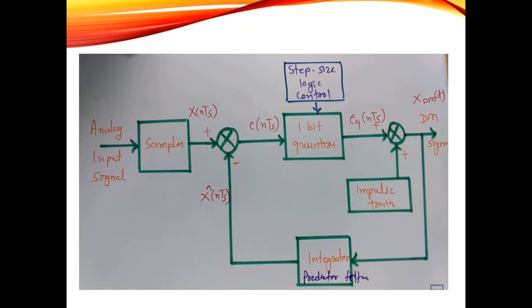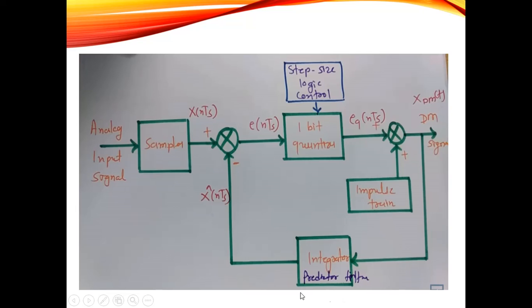Now, there are two basic issues in delta modulation: slope overload distortion and granular noise. These are the two issues that we have already seen in delta modulation, and to solve these two issues we use adaptive delta modulation. Now, we will observe the block schematic of the delta modulation. The analog input signal x(t) gets sampled. By the sampling, its output is x(nTs).